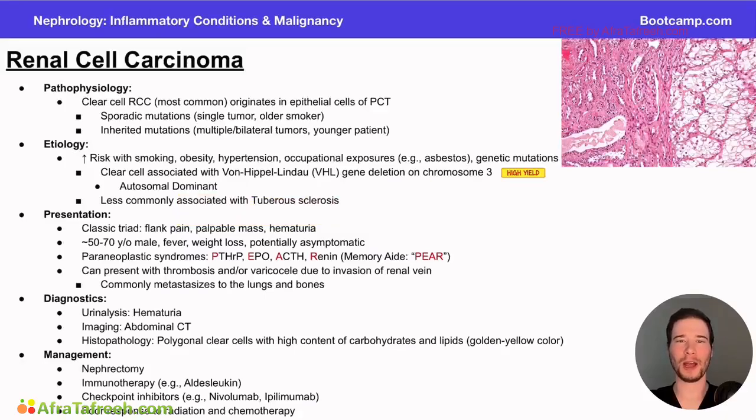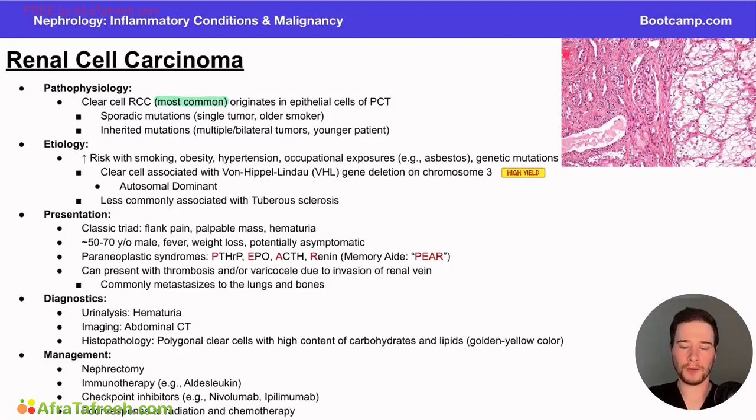So in this next video, we are now going to talk about something called renal cell carcinoma. So renal cell carcinoma, or RCC for short, is a carcinoma or a cancer of the kidney. Specifically, it is the most common renal malignancy in adults, which makes it high yield for test-taking purposes.